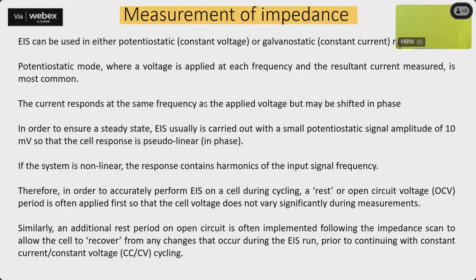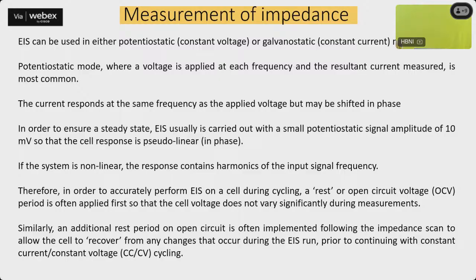Now please understand that you can use EIS either in a potentiostatic mode, that is constant voltage, or a galvanostatic mode, which is constant current. Potentiostatic mode is where a voltage is applied at each frequency and the resultant current is measured, and this is the most common way of recording EIS. The current will respond at the same frequency as the applied voltage, but it can be shifted in phase. In order to ensure a steady state, EIS is usually carried out with a small potentiostatic signal amplitude of 10 millivolt, so that the cell response is pseudo-linear, or in phase. If the system is non-linear, the response will contain harmonics of the input signal frequency.